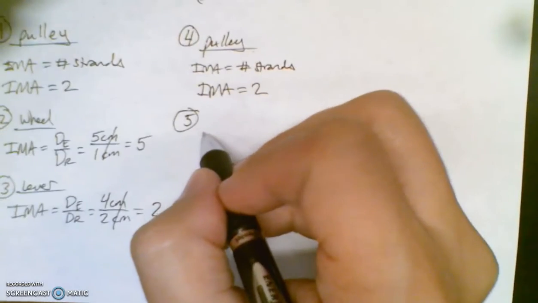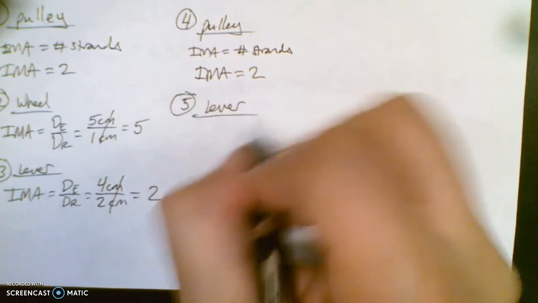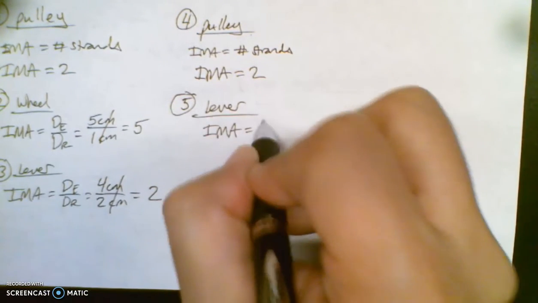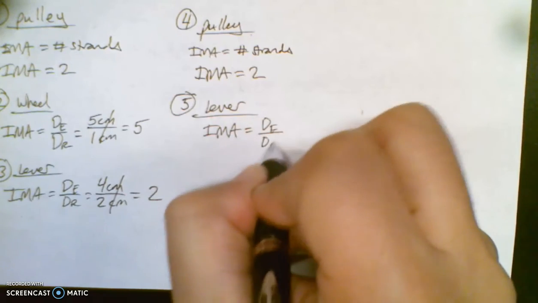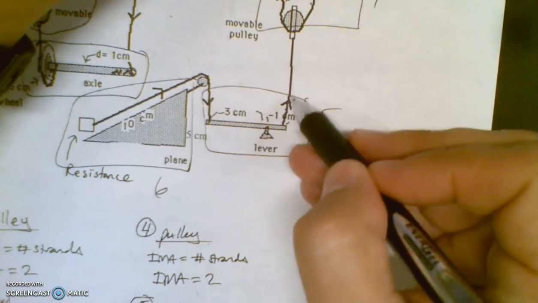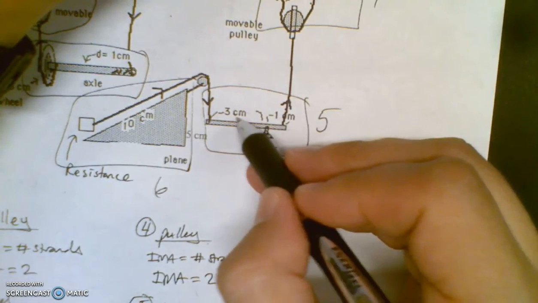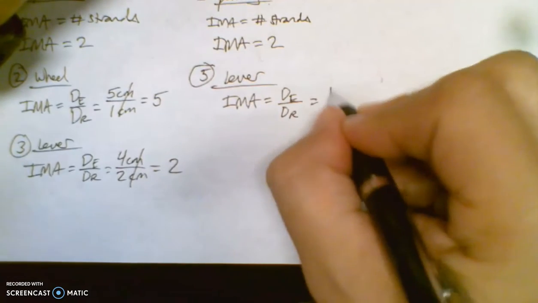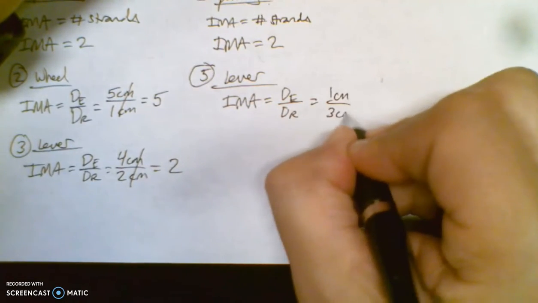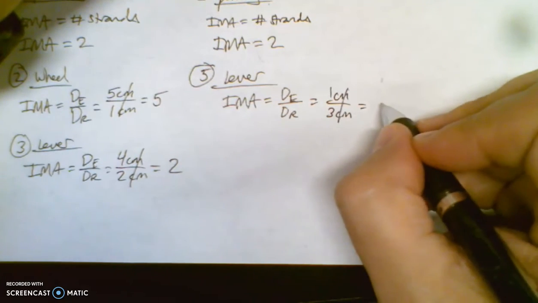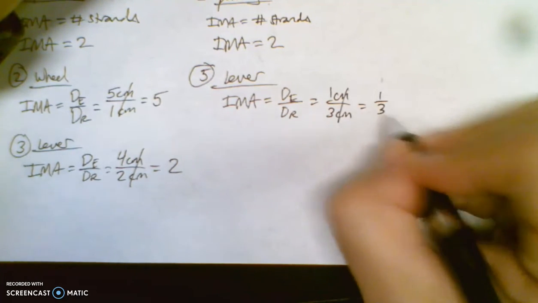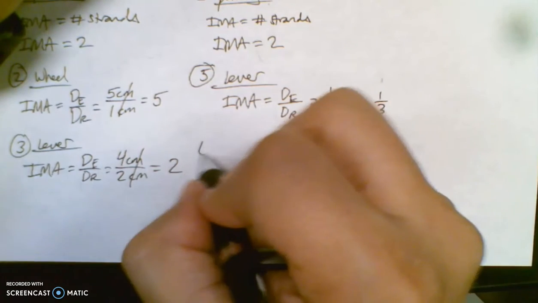Number 5 is another lever. So that's IMA equals DE over DR. And my effort is coming through here. So my effort's the 1 centimeter and my resistance is the 3. So I have 1/3. I'm just going to leave it like that. You could do 0.3 repeating if you want.